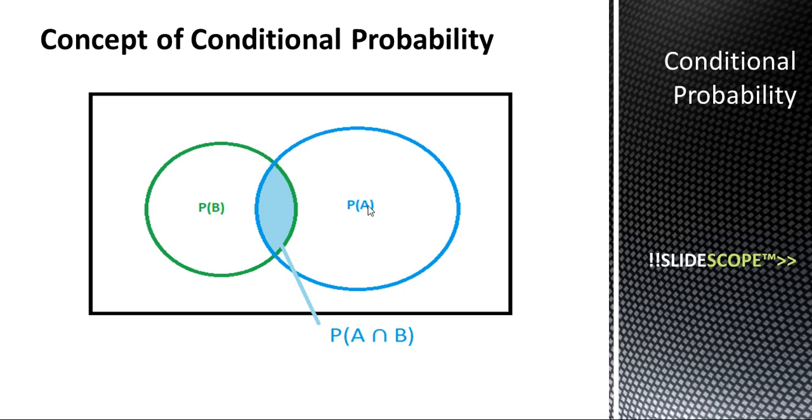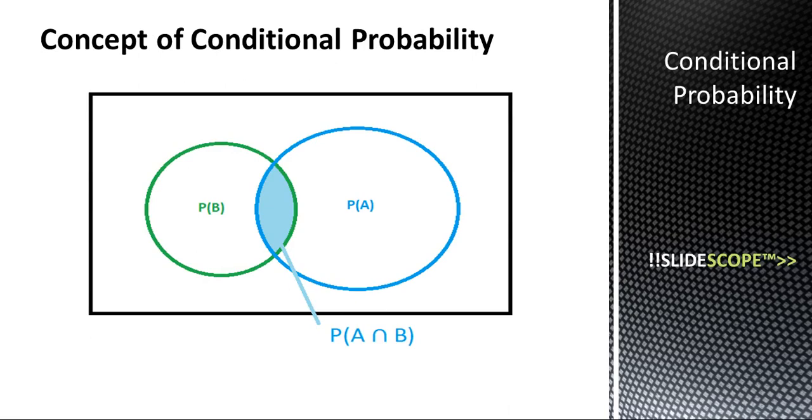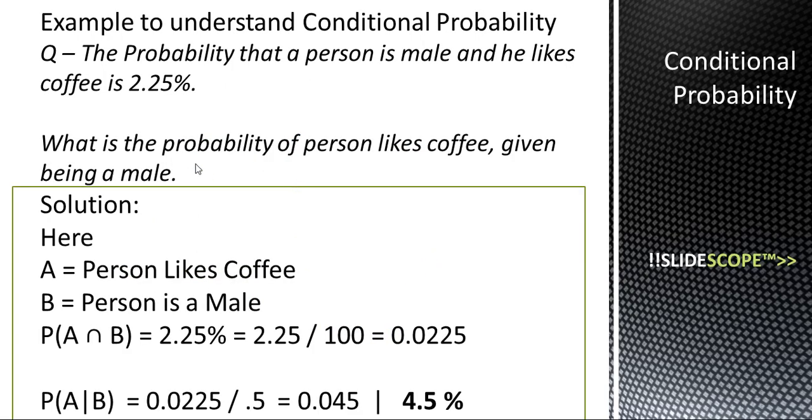An example can be: A is a person being male, and B is that the person likes coffee. The condition that a person is male and he likes coffee is P(A and B), right? So the same example we are considering here. The probability that a person is male and he likes coffee is 2.25%. That means the space we are considering here is this. Now we have to calculate the probability of a person who likes coffee given he is a male.